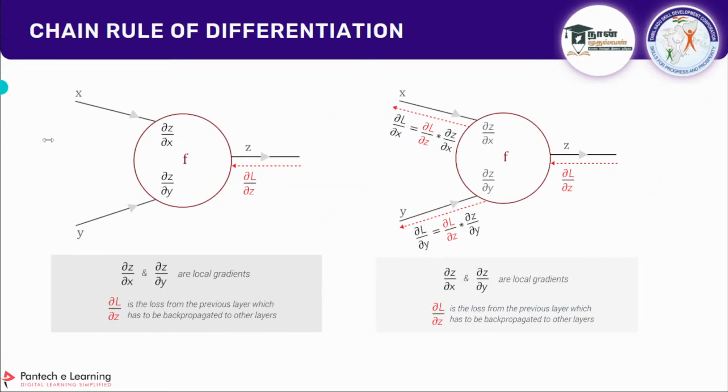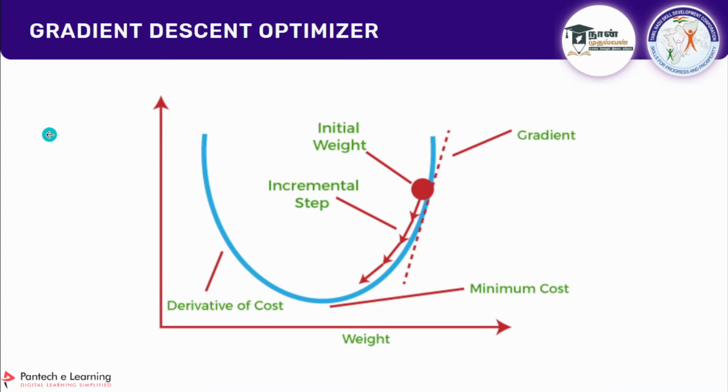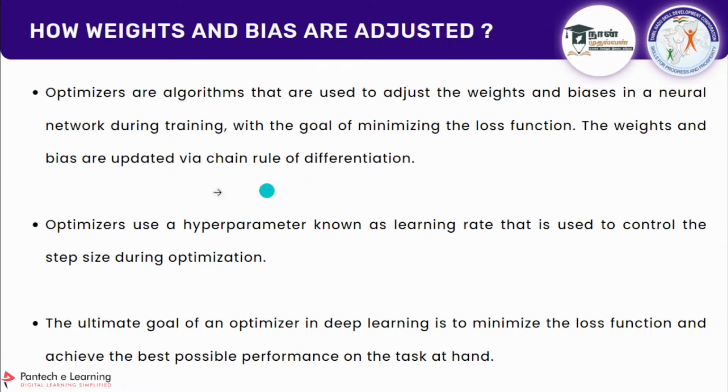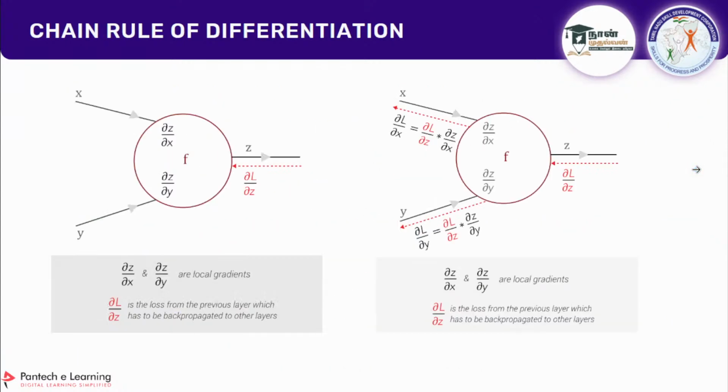And as I told you earlier, they adjust with the help of the chain rule. Here the weights and bias are updated via the chain rule. What is that chain rule? You would have learned it in mathematics. If you see here, this red line is the backward propagation. Based on the output, it is going to take differentiation. See here, this loss by z is going to be updated with the help of what is known as the chain rule.